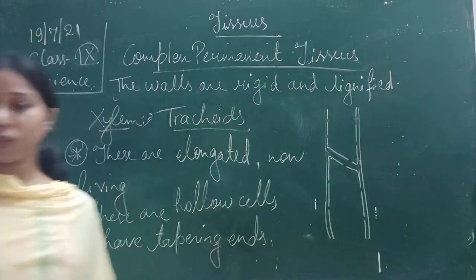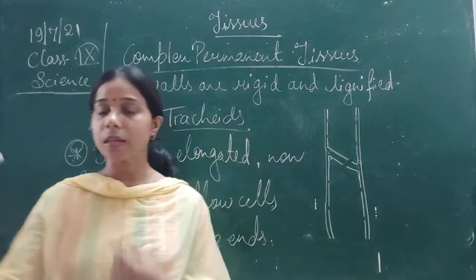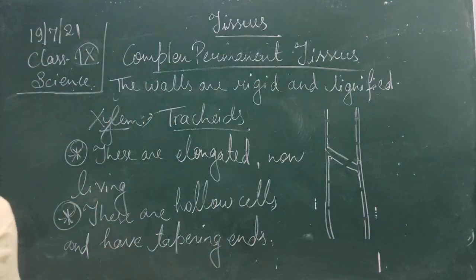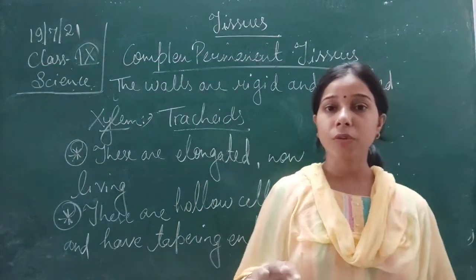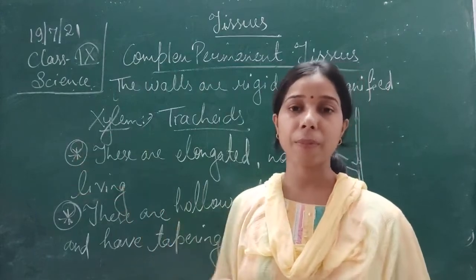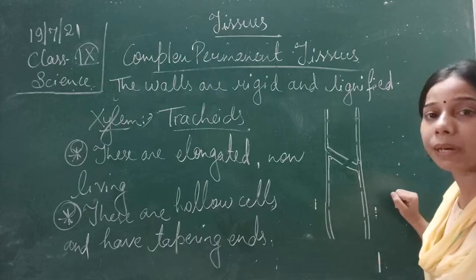The walls are rigid and lignified cell wall in the mature tracheids. These mature tracheids have small apertures, students, which we call pits. First of all, you should know how the movement of water occurs in a plant with the help of tracheids. So tracheids have pits in them.